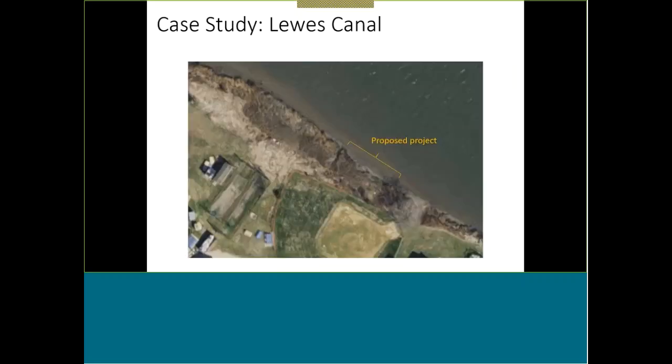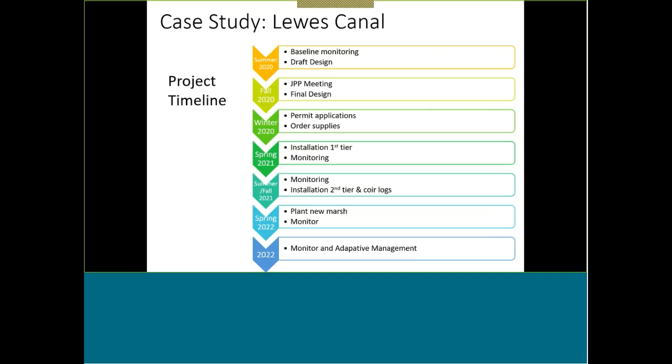So zooming into that a little bit, you can see on the top of this picture the nice stable shoreline where our project was, and then the proposed project area, you can see that the shoreline is a little more jagged. It's definitely further back from the rest. Our project timeline is we've already started doing some baseline monitoring. We've been doing that for years, actually, which is unique in this case, and we've started to draft up some of our design right now. So if we were going forward with this fall, we would try to go to that joint permitting process meeting and come up with some final designs in the fall, and then in the winter, go for submit our permit applications and get supplies. Next spring is the best time, we feel, to install living shoreline.